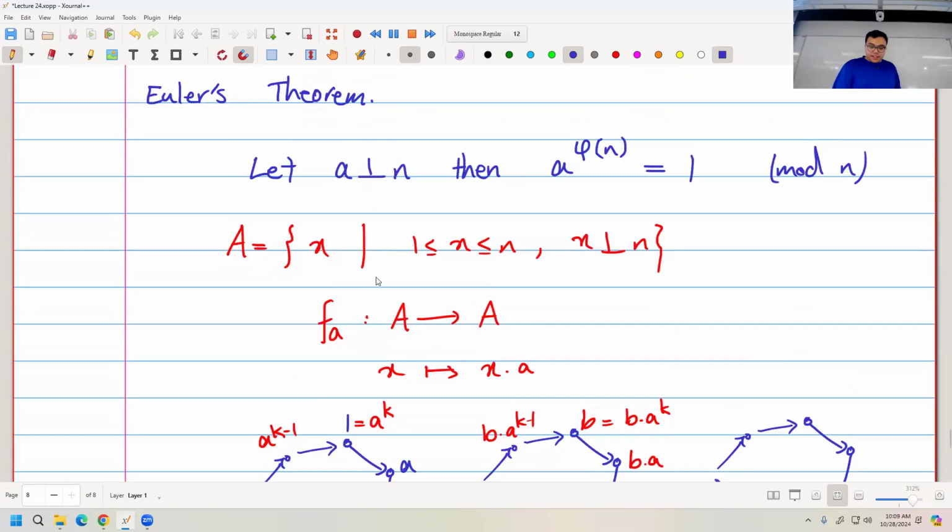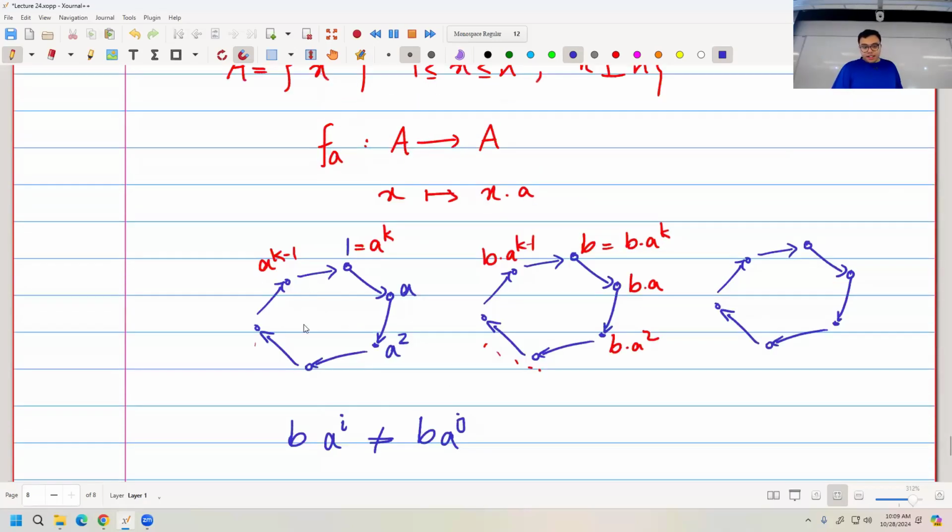And because I have this, I can basically say that this cycle is the same length as this cycle, because I have a one-to-one correspondence between my cycles now. Just take any number here, multiply it by B, you get exactly one number here, and vice versa. And you can do this between the first cycle and any other cycle. So all of my cycles have the same length.